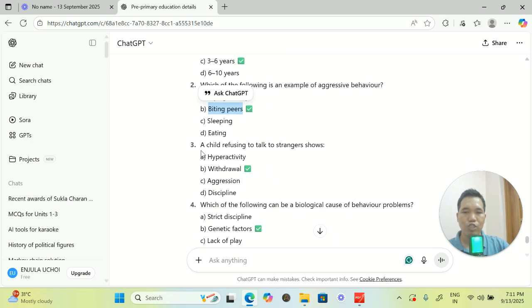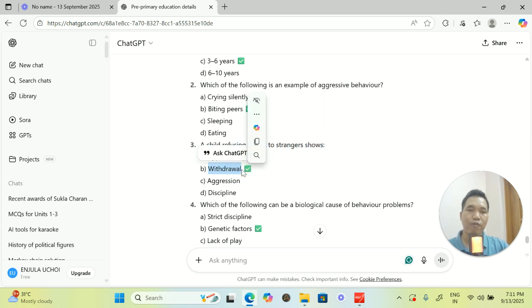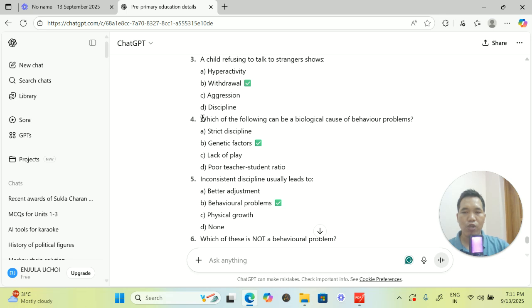A child refusing to talk to a stranger shows what? They are not willing to talk to the stranger. That's what is called withdrawal. They are withdrawing themselves from approaching an unknown person, and we often see this type of behavior, especially in children who are not willing to cooperate. So we often see this type of challenge. It's a very, very important question. Okay, now coming to question number 4, which of the following can be a biological cause of behavior problems?